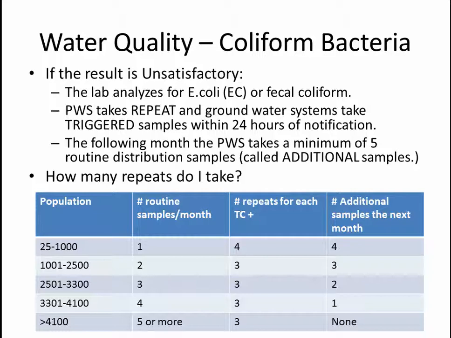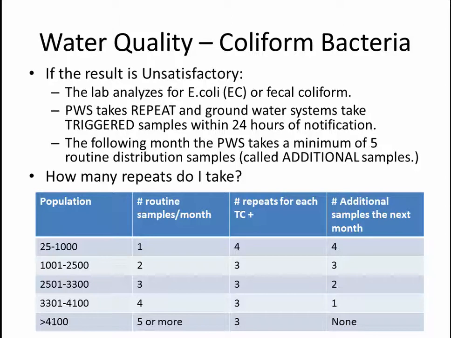So if the result is unsatisfactory, the laboratory automatically checks for E. coli or fecal coliform, and then you go out and you take your repeat samples, and if you're a groundwater system, you take your triggered samples, and these are all taken within 24 hours of you being notified of your positive. And then the following month, you take the minimum of 5 routine distribution samples. Those are the additionals. But if you already take 5 or more routines per month, you don't have to worry about this additional requirement.